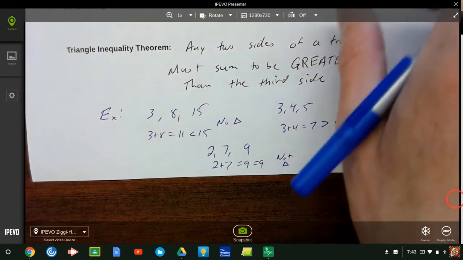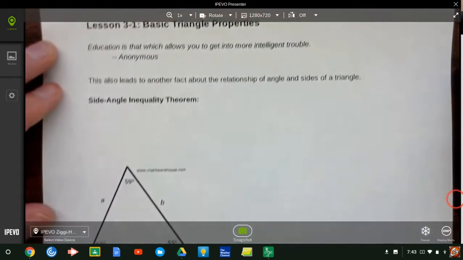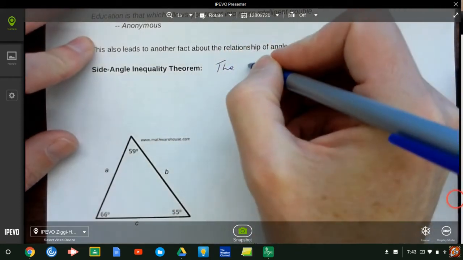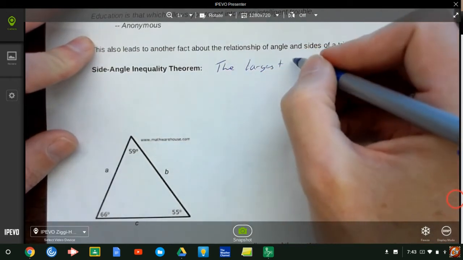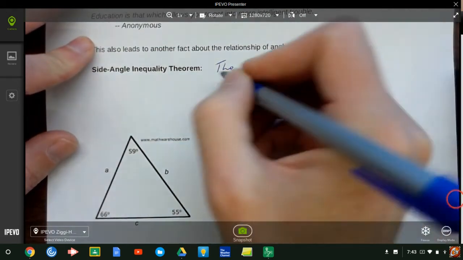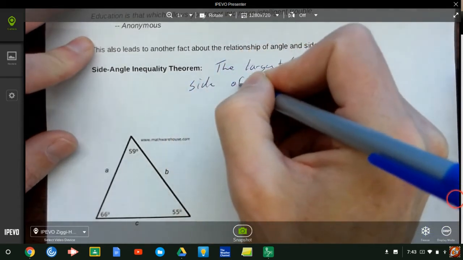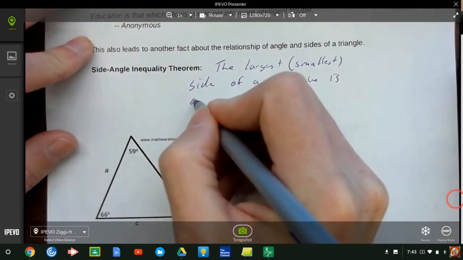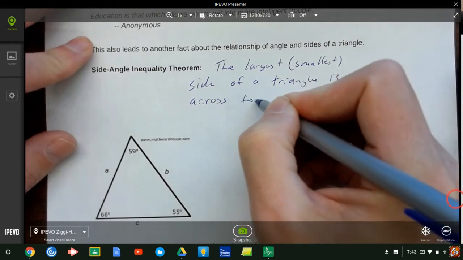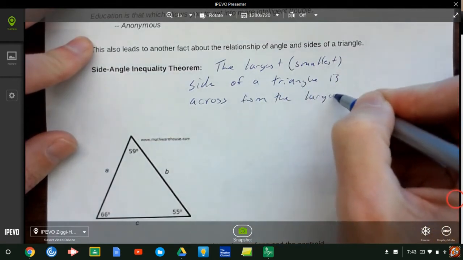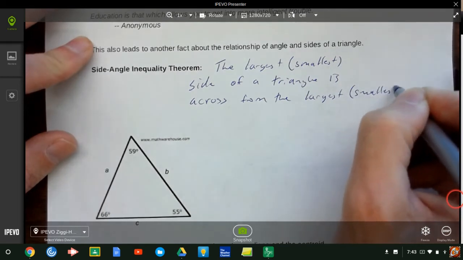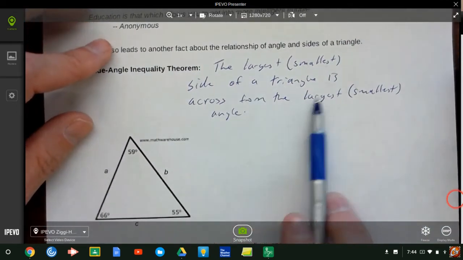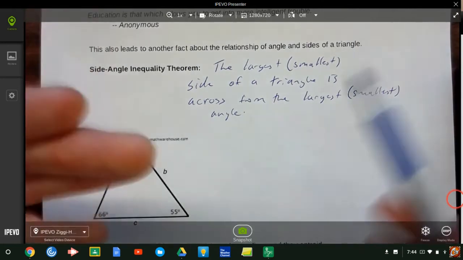Now we can take that and spread it to another idea about triangles, because the side angle inequality theorem says that the largest or smallest side of a triangle is across from the largest or smallest, depending on which one you're looking for, angle. So the largest side's across from the largest angle, the smallest side's across from the smallest angle, and then of course the middle is across from the middle.